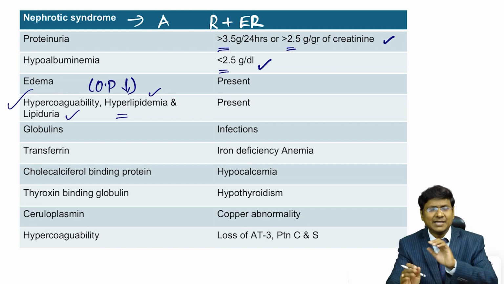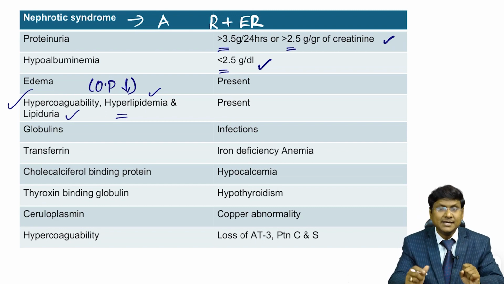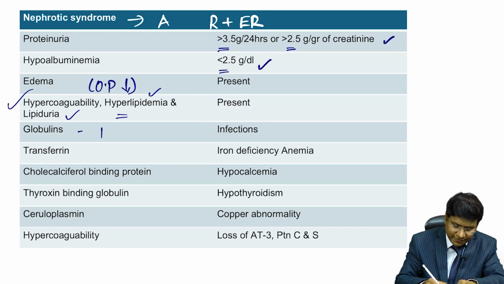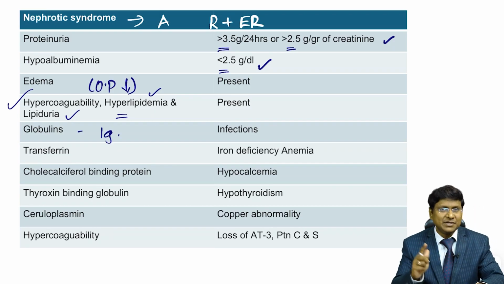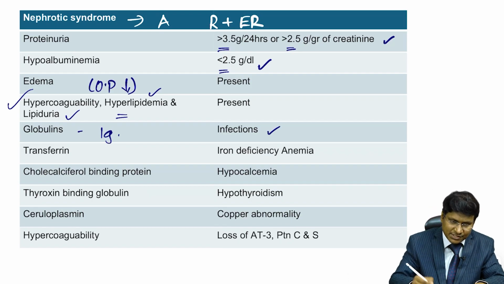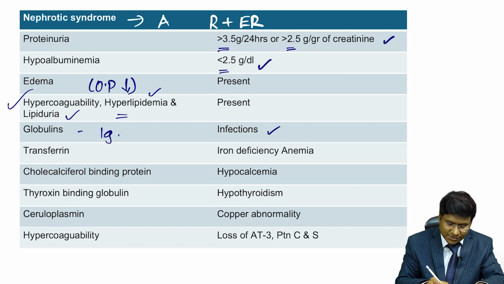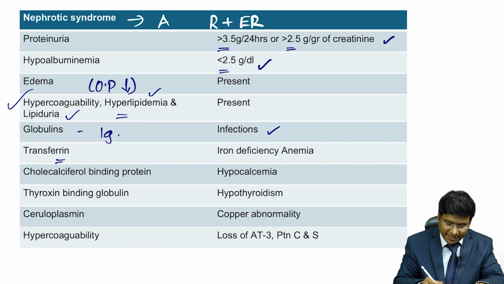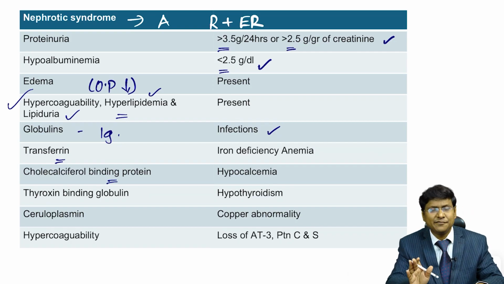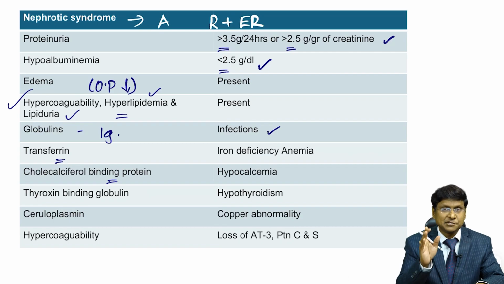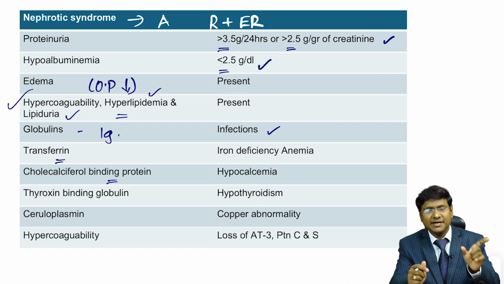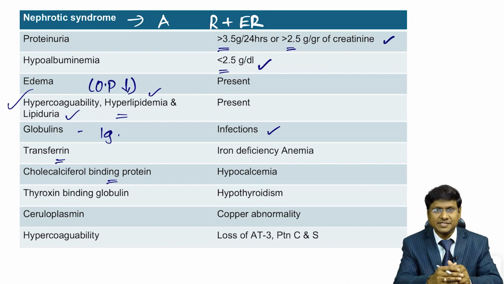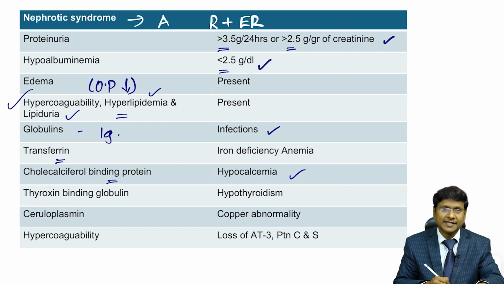And apart from albumin, the other proteins being lost are the globulins, and globulin is required for the formation of immunoglobulins. Once globulins are lost, immunoglobulin synthesis does not occur, thereby these individuals are at increased risk of infections. Transferrin is also lost, which will result in iron deficiency anemia, microcytic hypochromic anemia. Loss of cholecalciferol binding protein, which is required for transportation of vitamin D from the kidney to the intestine. So once your cholecalciferol binding protein is lost, vitamin D cannot reach the intestine, calcium absorption across the intestine does not occur, and that will result in hypocalcemia.